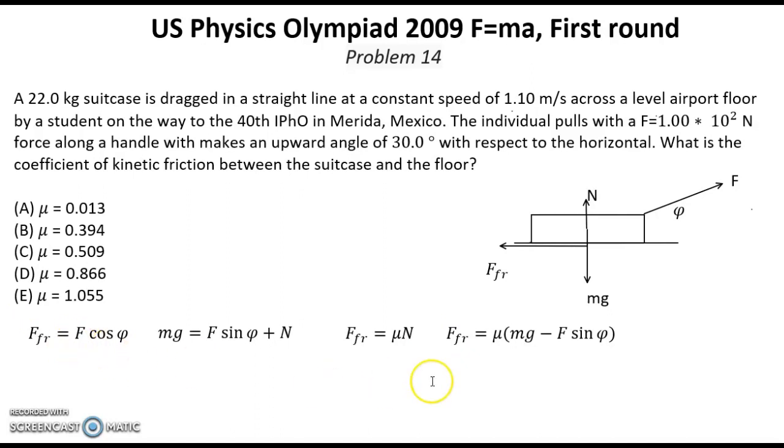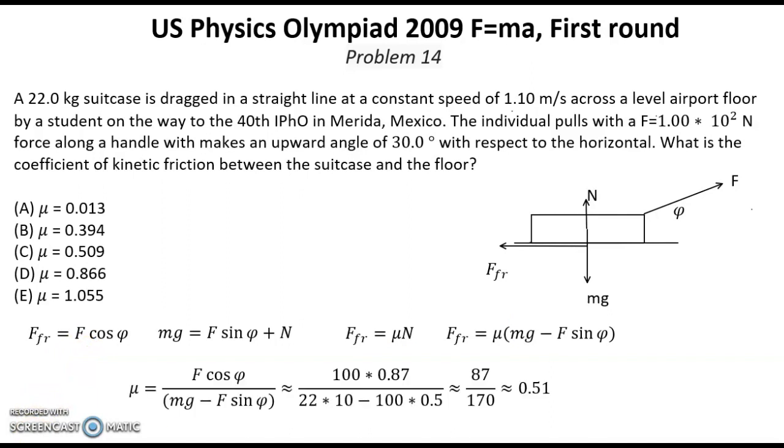And after that we can express a coefficient of friction from this last equation. So we have this expression: the coefficient of friction equals force F multiplied by cosine phi and divided by mg minus F sine phi. The last step is to put in all the numbers, and after that we can calculate that this coefficient is approximately equal to 0.51, which is close to answer C. So C is the correct answer.